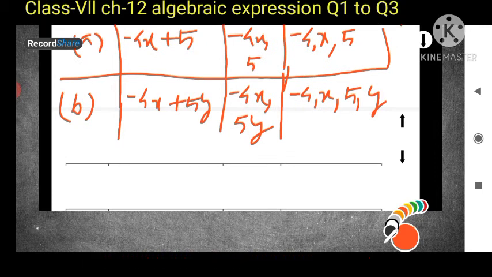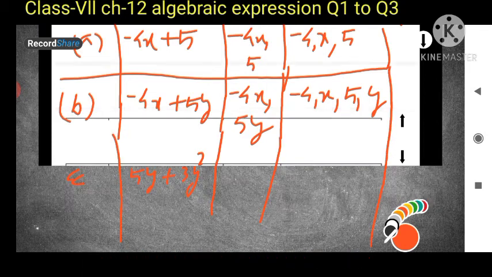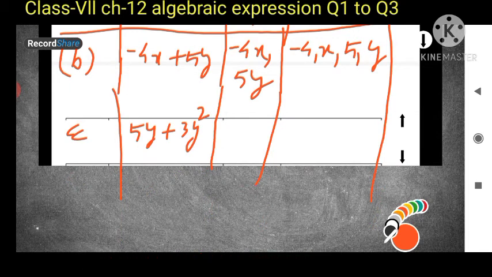Now one more I will show you. Now C, the expression given is 5y plus 3y square. For this, the terms are 5y and the other term is 3y square. Now we have to write the factors. The factors of the first term are 5 and y, and the factors of the second term are 3 and y comma y. Y square means y comma y. In this way we have to write their factors. These are called factors and also terms.